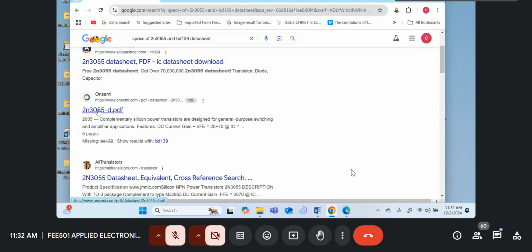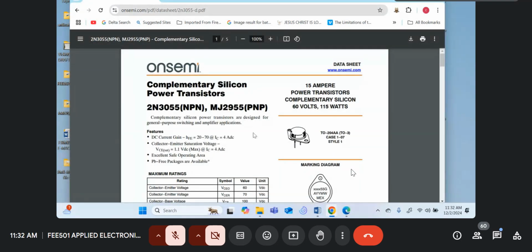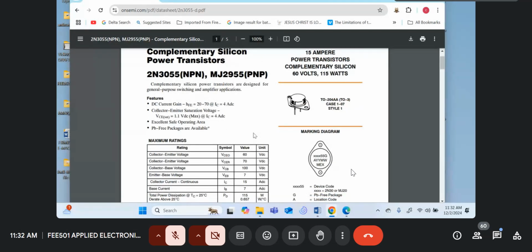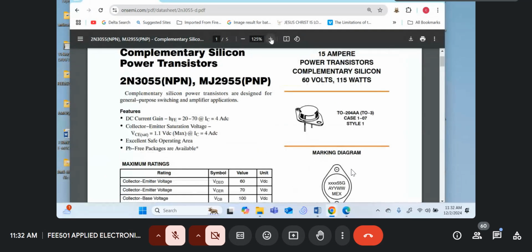Let's go to Onsemi. Onsemi is a Japanese manufacturer of transistors. So these are high quality transistors. Now these are not the ones you'll find in Lethuli. The ones you'll find there will be copycats. So you can see here, current gain 20 to 70 at about 4 amps. So HFE is 20 to 70.